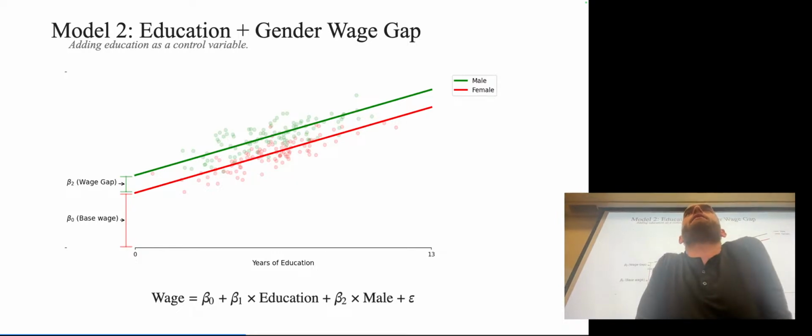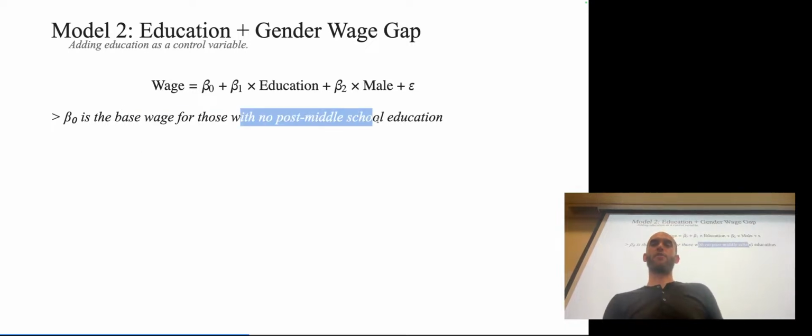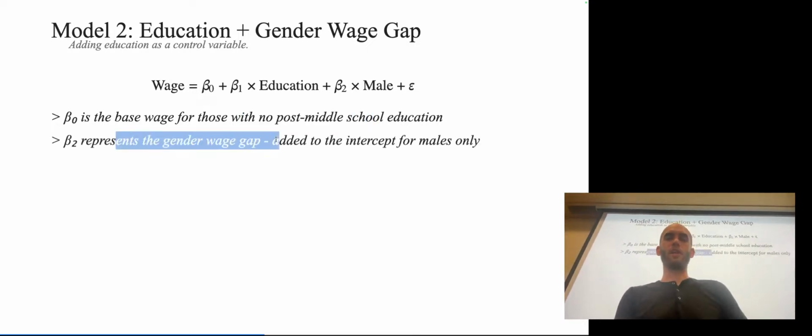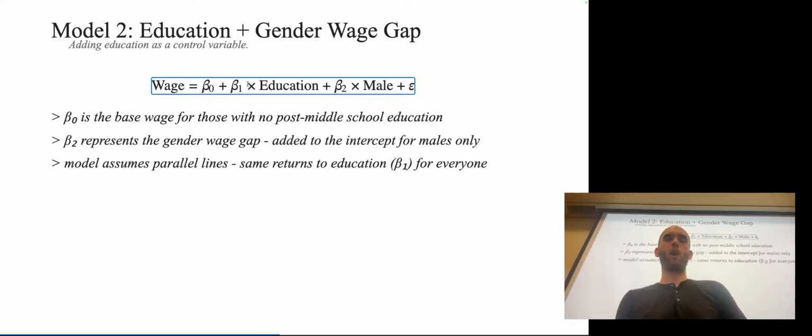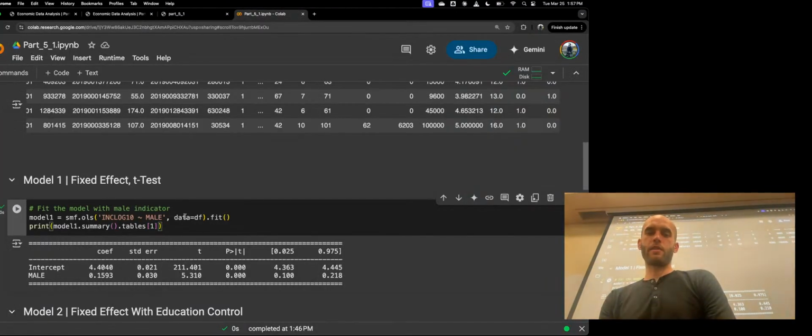Okay, any questions? Lots of questions. So let's interpret these things, and then we're actually going to run this. So beta 0 is the base wage for those with no middle school education. So you're coded 0, and you have 0 education. Beta 2 is the gender wage gap. And then beta 1 is the slope for education. And we're assuming parallel lines. So this is the code. And we're just going to plug this in, and we're going to actually run this.